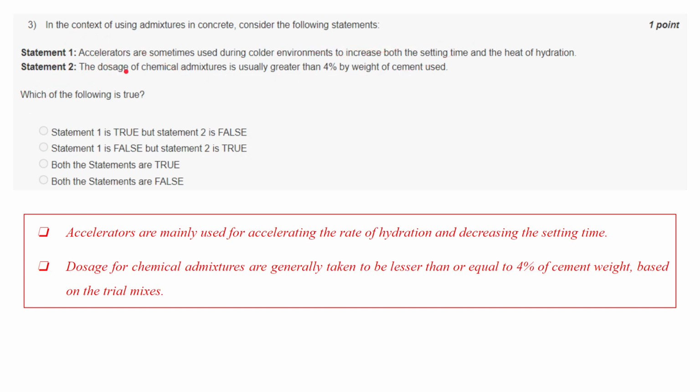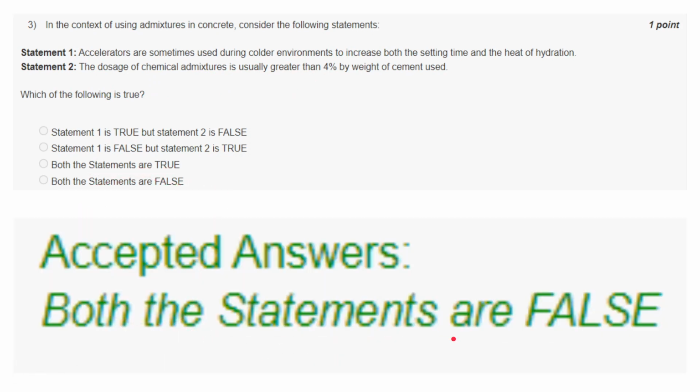And statement 2, the dosage of chemical admixtures is usually greater. So as we discussed, the dosage is very minimum. It is dilute, so it will always be lesser, around 1%, or always less than 4%. So it is around 1%, so therefore it cannot be greater. So statement 2 is also false, so both the statements are false. So the fourth option will be the correct one. As you can see, the fourth option is the correct option.